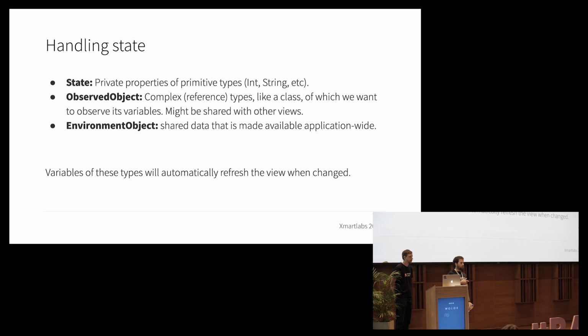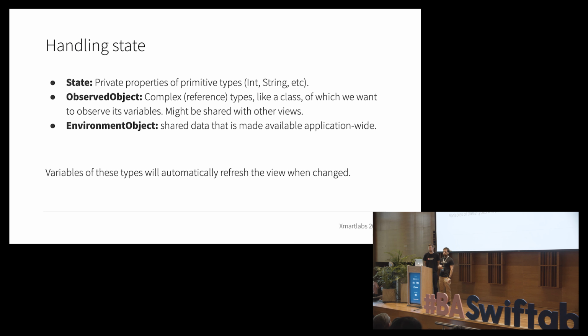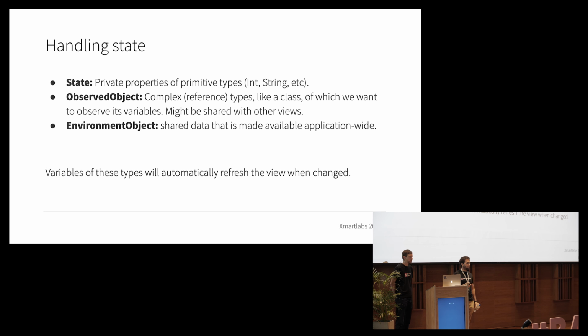So we got three of these, right? The State, which works with primitives such as Int, Strings, or whatever. And we got the ObservedObject, which works with any kind of model that you want to do, like any kind of reference type model that you have in your app. That could be a user. And we got the EnvironmentObject that works with, let's say, anything you will have application-wise, think any global variable.